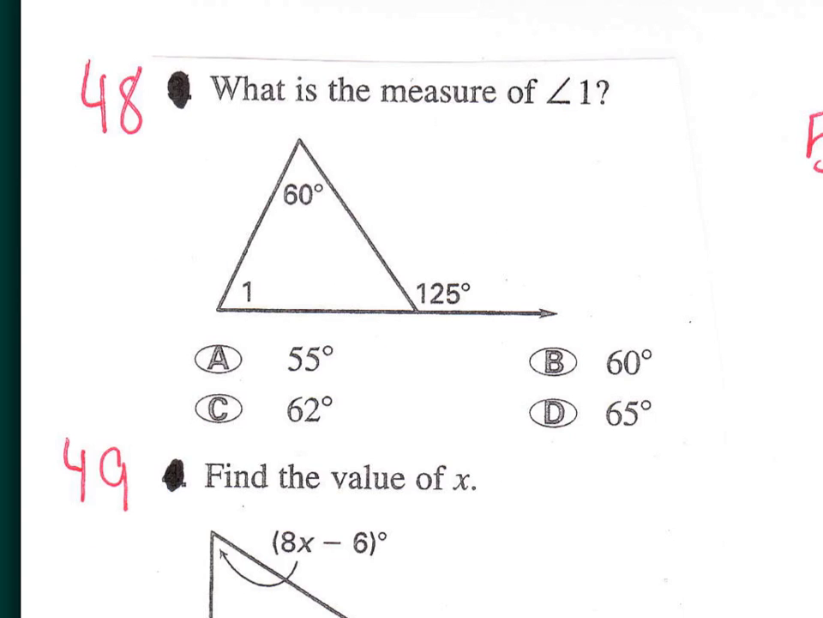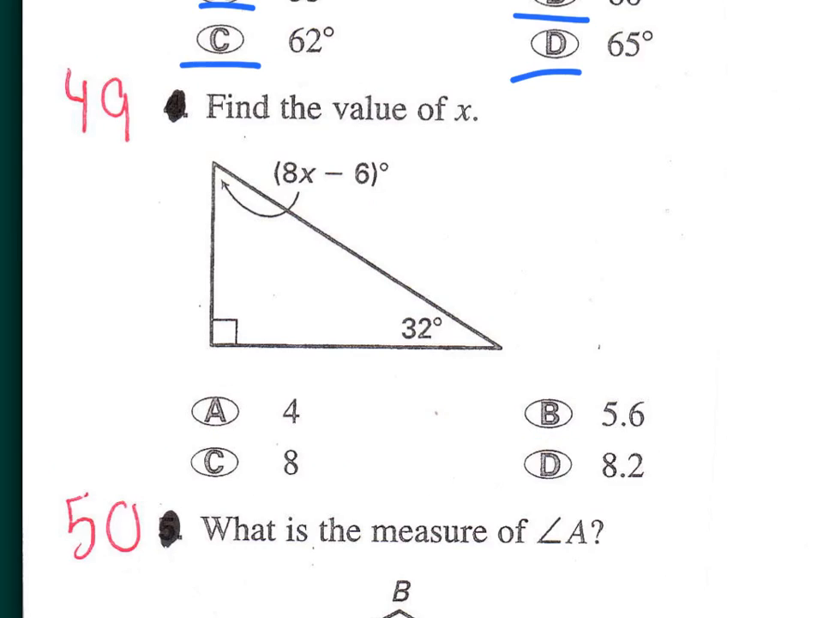On number 48, we want to know what is the measure of angle 1. That's this angle right here. Okay? Now remember, when we got this exterior angle given to us out here, to get that 125, you got to add these two together to equal him. So what would you do to figure out angle 1? Would angle 1 be A, 55, B, 60, C, 62, or D, 65?